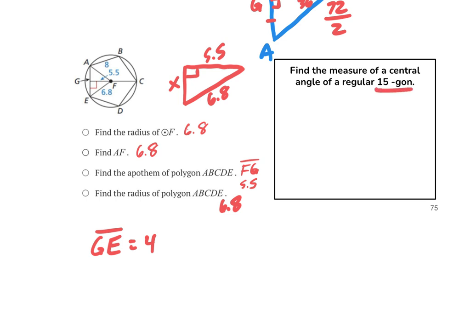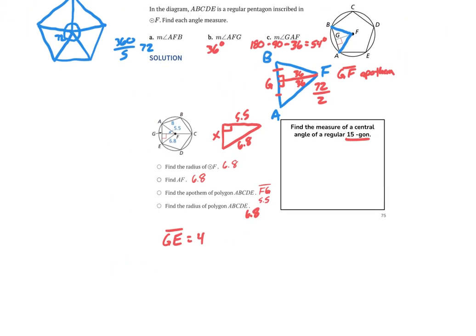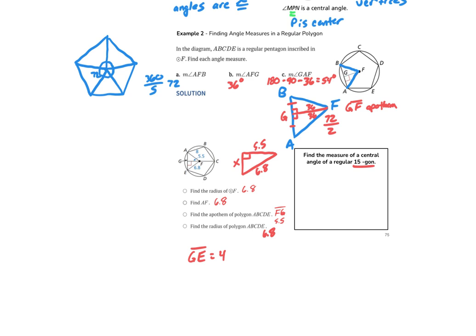If I have a 15-sided figure, I'm not going to draw a 15-sided figure. No thank you, right? But if I had a 15-sided figure, what would be the measure of one angle inside of that? Think about this picture right here. When I had 5 sides, I had 5 angles, so I divided by 5. So if I have a 15-sided figure, what am I going to do? Divide by 15.